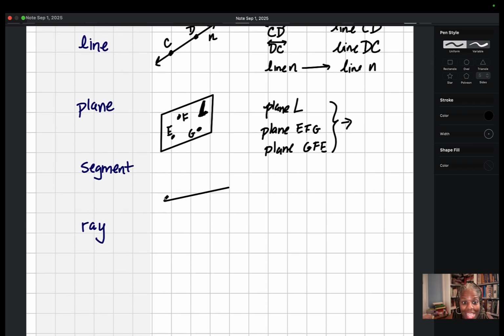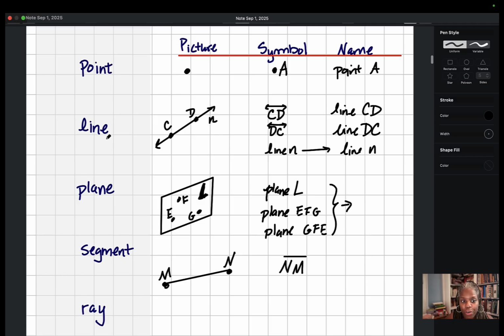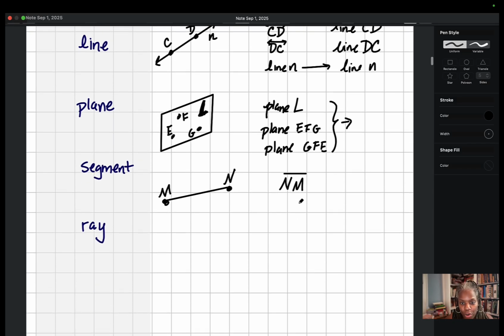A segment has endpoints, and let's call these endpoints M and N. So this would be called segment MN or segment NM, all right? Segment NM, look at how I write it, NM with a line over top, no arrows. If I had arrows, I'm referring to a line. No arrows mean I'm referring to the name of a segment. And so this segment is called segment MN. I can refer to both of these segments in exactly the same way. And so this says segment MN.